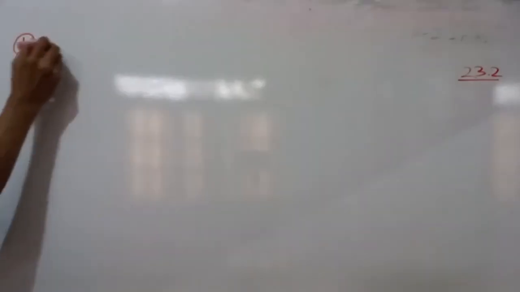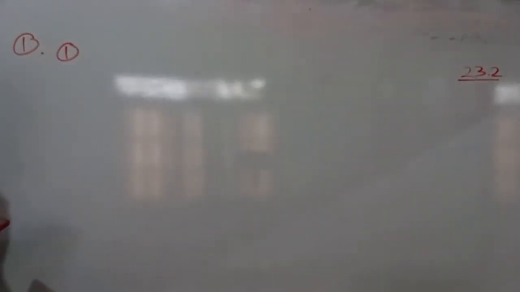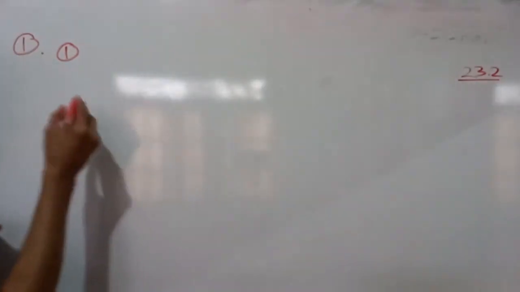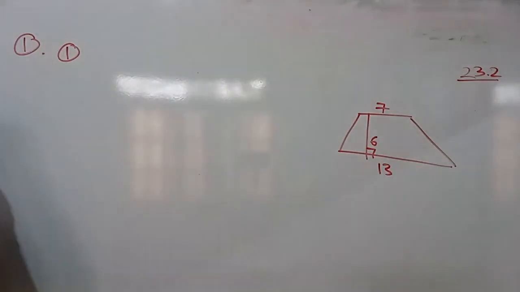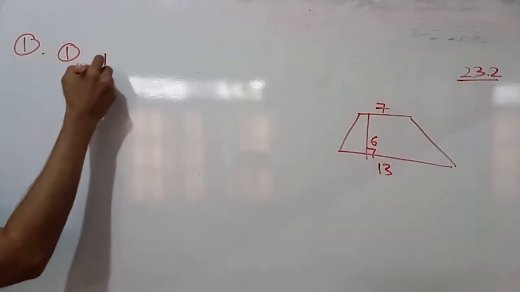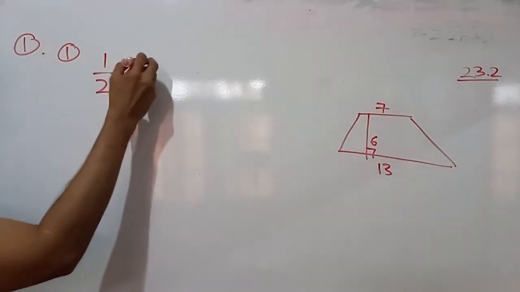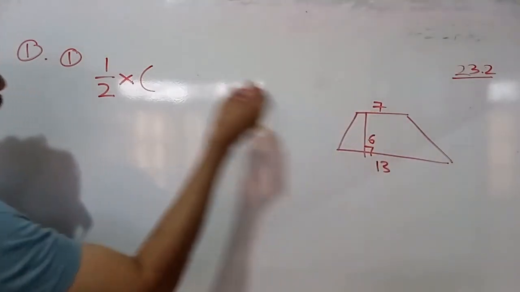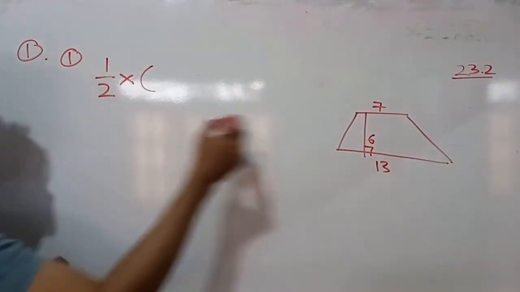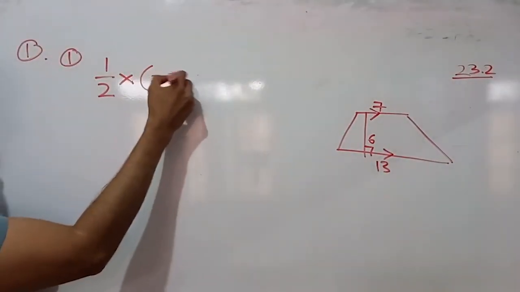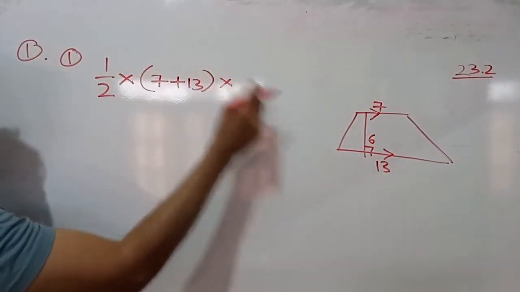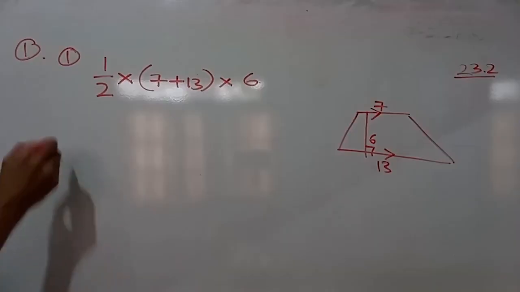23.2. Question number 1, part 1. Find the area of each of the trapeziums given below. Okay. So the first one, all lengths are in centimeters. So what is the area? Area is half multiplied by, then we have to add the opposite sides which are parallel to each other. So 7 plus 13, then perpendicular height.